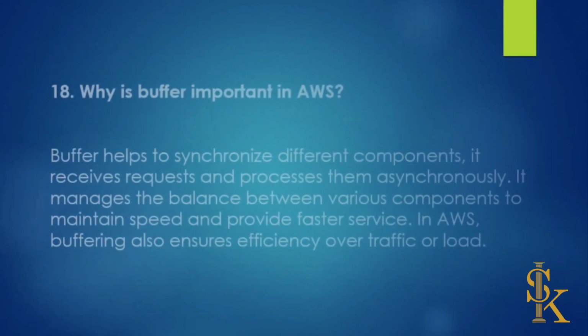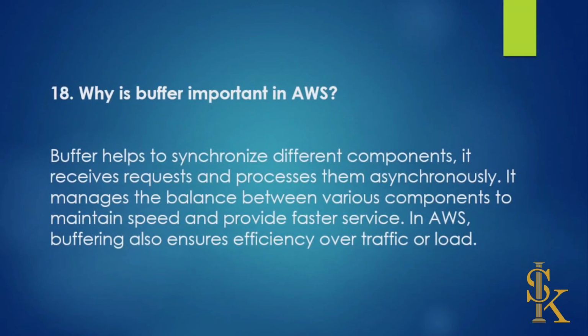18. Why is Buffer important in AWS? Buffer helps to synchronize different components, it receives requests and processes them asynchronously. It manages the balance between various components to maintain speed and provide faster service. In AWS, buffering also ensures efficiency over traffic or load.